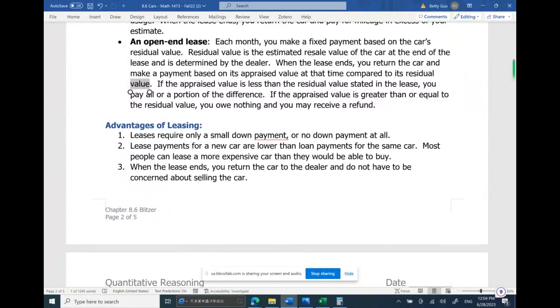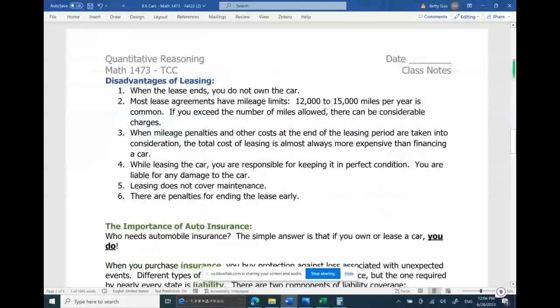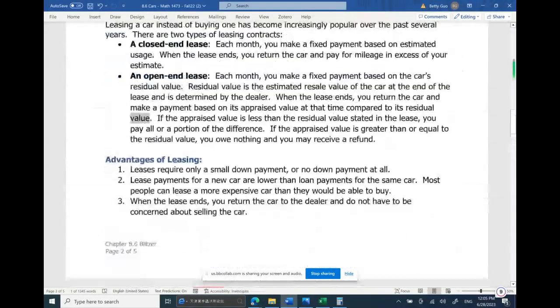Also, a disadvantage of leasing a car includes penalties for ending the lease early. If you regret it, you don't like the car and you want to return it earlier, then you have to pay the penalty. Read that information. It's pretty interesting.